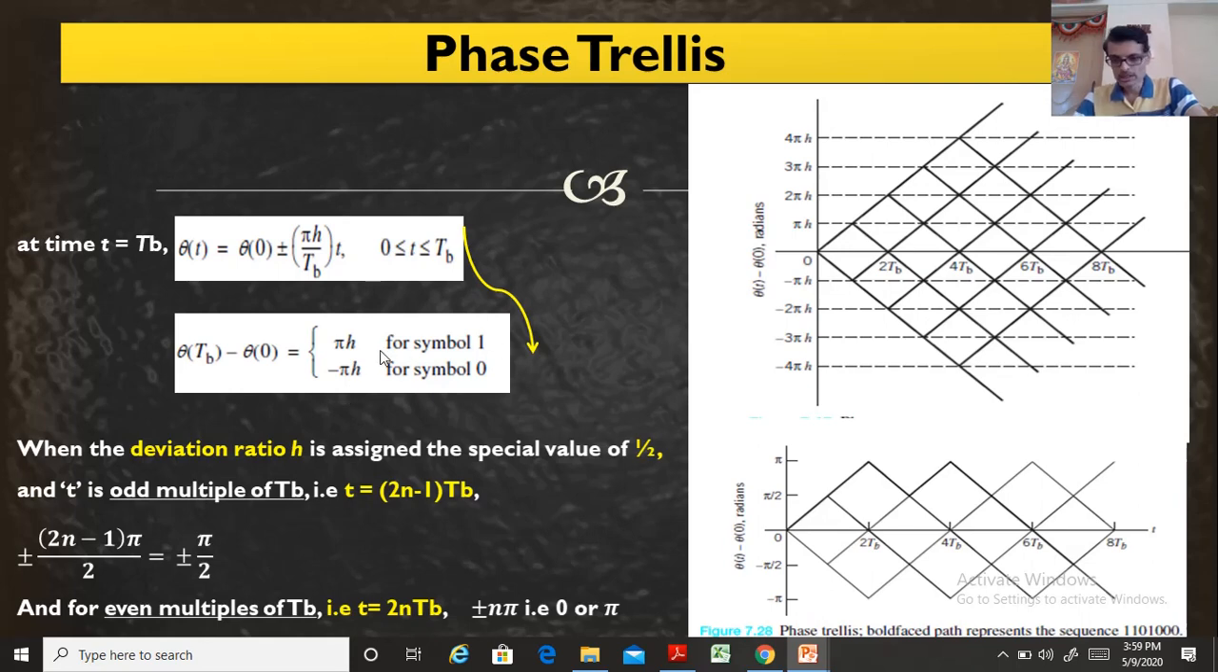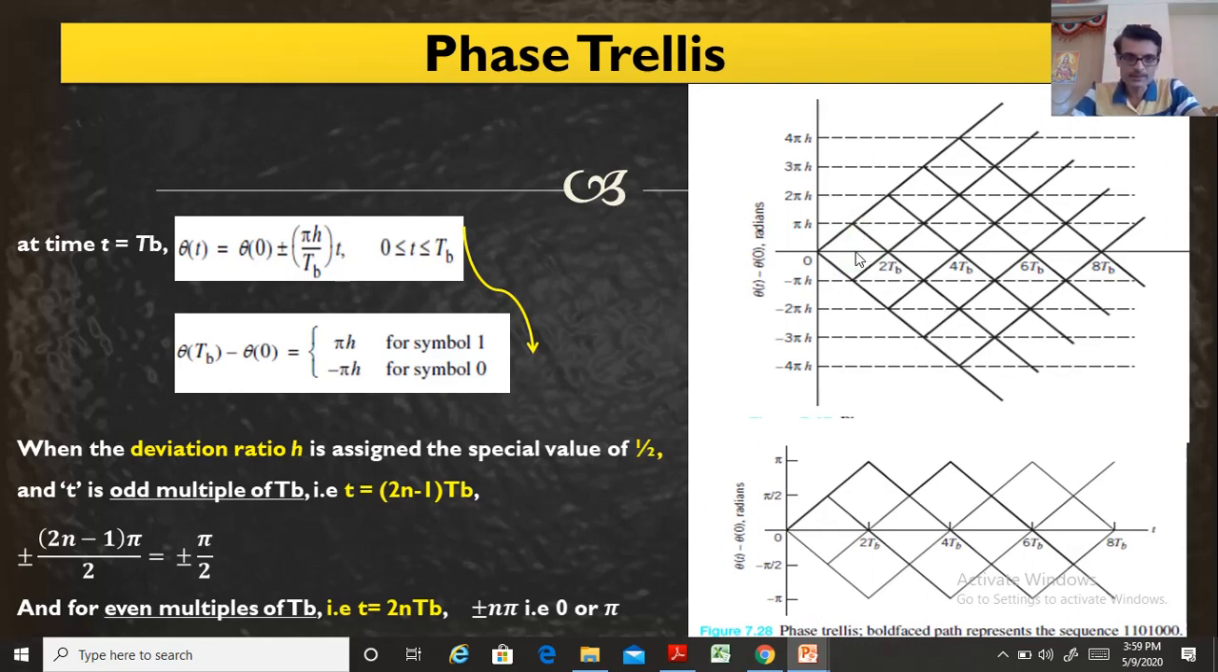Now, using this, I can draw something called a phase tree diagram. This diagram is called the phase tree diagram. At different time intervals, what will be the phase? Just look at this. The x-axis represents the time interval, and the y-axis represents theta of t minus theta of 0, normalized to this particular value, that is phase. So at 0, it is 0 only. At Tb, this is 2Tb, so this should be Tb here, right?